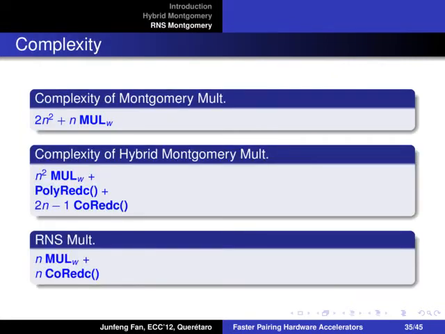Now if you look at the complexity, classic Montgomery has 2n squared plus n digit multiplications. For the hybrid one, we have n squared multiplications plus polynomial reduction, which is somewhat easy, plus some 2n minus 1 coefficient reductions. For RNS multiplication, we only have n small multiplications instead of n squared. So the complexity really dropped a lot, and we have n coefficient reductions anyway, more or less.